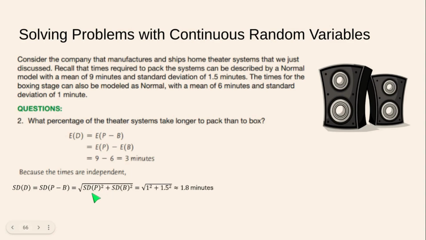So we say standard deviation of packing. Now the standard deviation of packing is 1.5 minutes. And I don't know why I put it second over here, so I'll just make that note. The standard deviation of packing is 1.5, and the standard deviation of boxing is 1. Addition is commutative. The order doesn't matter. Just didn't want to confuse you there. All right, so we add all this together, and we get about 1.8 minutes after the square root. So we have a mean of 3 minutes for the expectation for the difference, and a standard deviation of 1.8 minutes for the difference of packing and boxing.